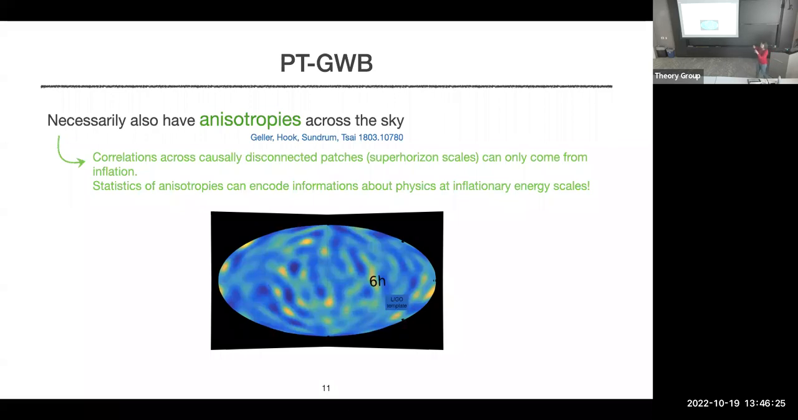Since the microphysics of the phase transition cannot affect super-horizon fluctuations, they must be set in from the time of inflation. So these super-horizon correlations across causally disconnected patches actually tell us directly about the information that is coming from inflation. And these are completely complementary pieces of information. One is sub-horizon, one is super-horizon. So because we're interested in inflationary physics, we'll focus on the anisotropies of these gravitational wave backgrounds. And there's an analogy with the CMB: if you point your detector in different directions in the sky, you will see hot and cold spots, and you'll create a map of fluctuations across the sky.